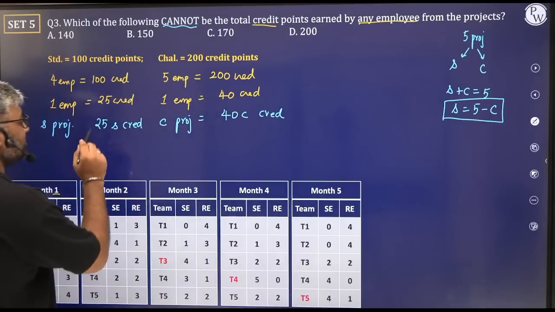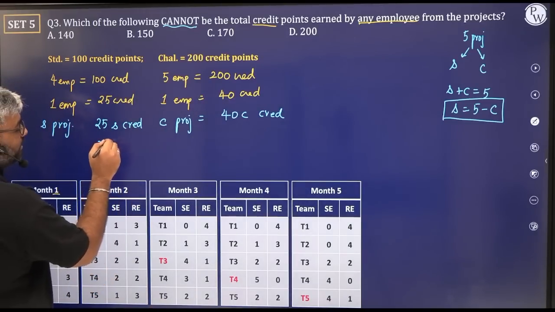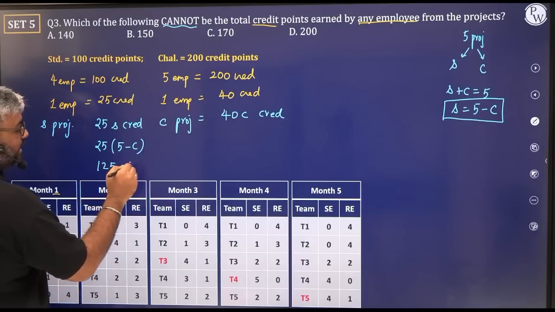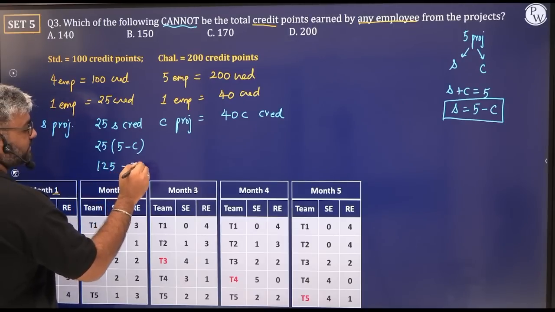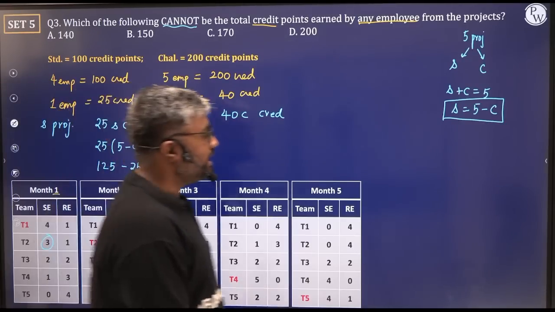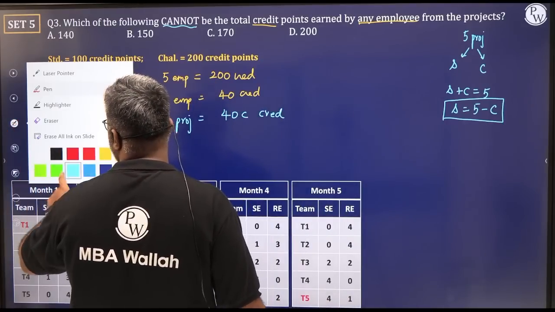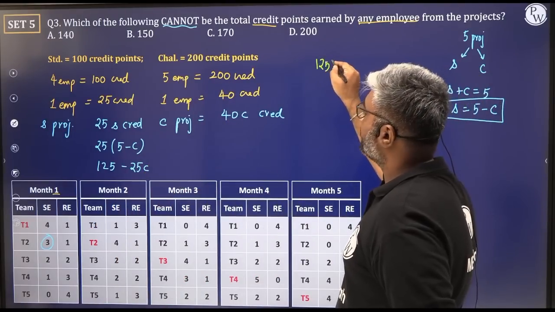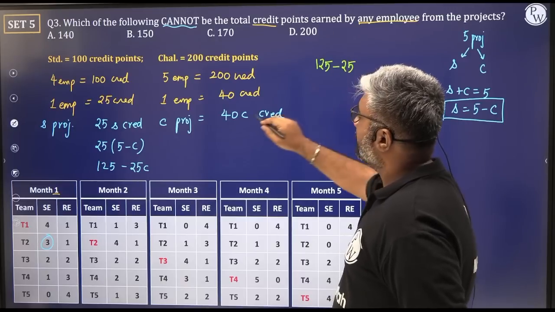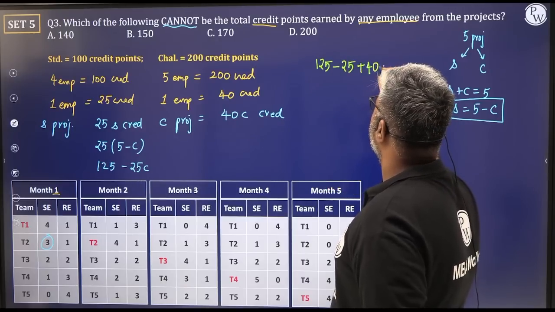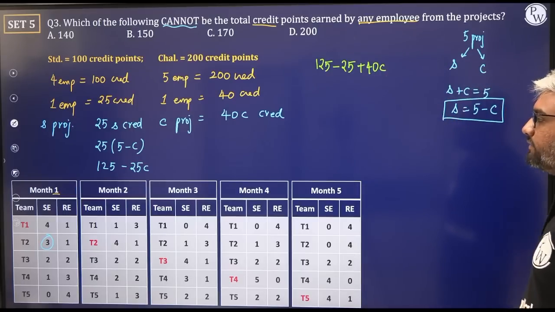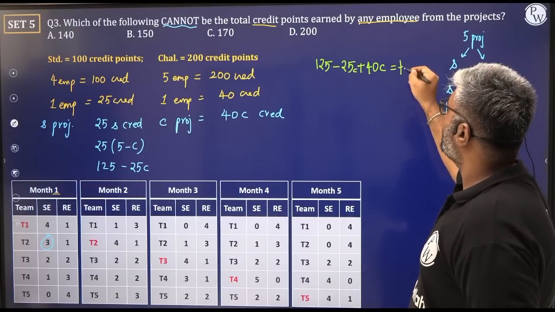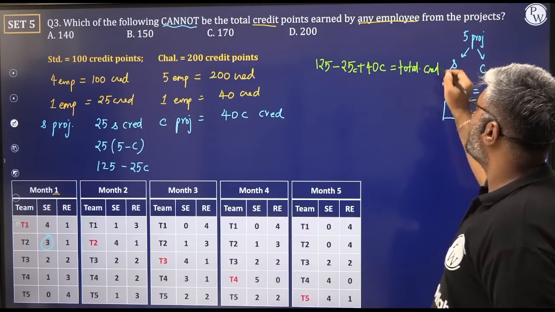Let's do that here. S is 5 minus C. So this will become 25 into 5 minus C, which is 25 into 5 is 125, minus 25C, plus 40C. So what they are asking us to do right now, I told you there was math involved. This is the math involved. So 125 minus 25C plus 40C should be the total credit points an employee will get, correct?